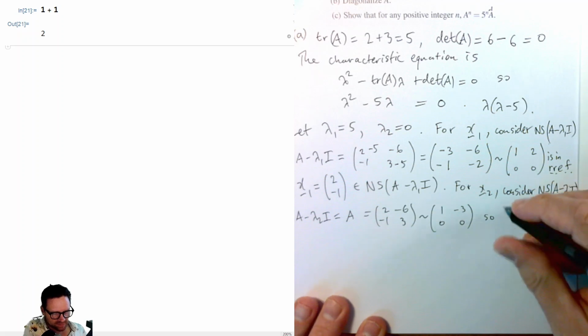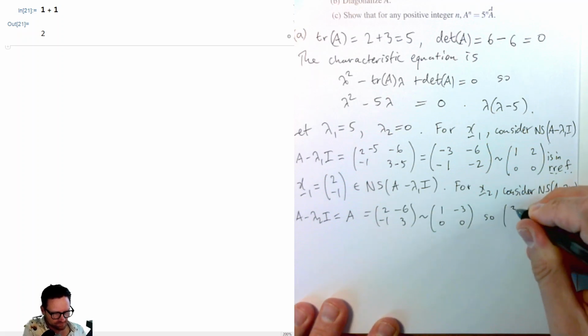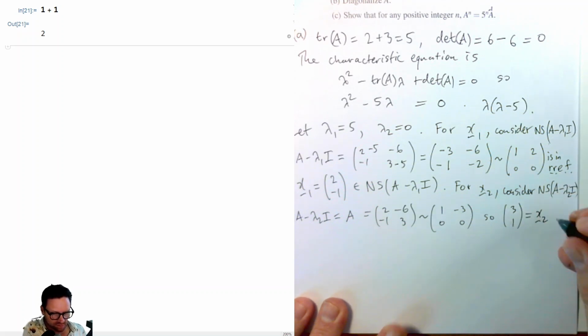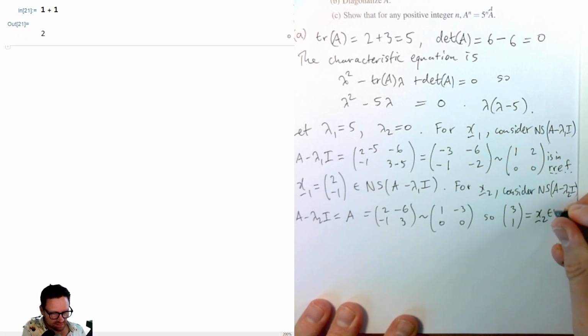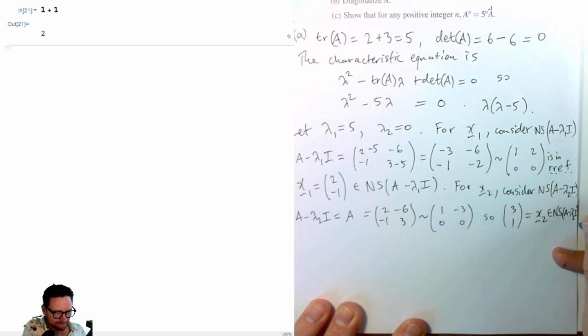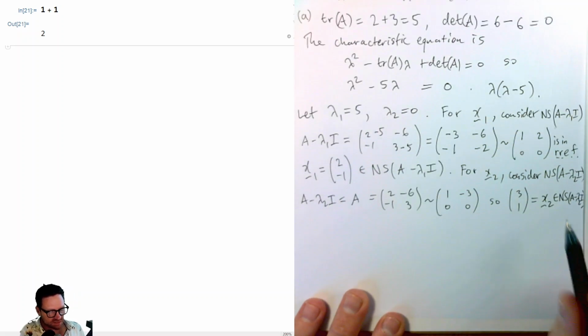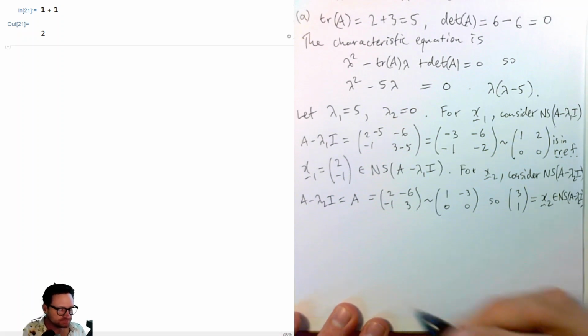This is row equivalent to 1, minus 3, 0, 0. And so the vector 3, 1, which we'll call x2, is in the null space of A minus lambda 2I. Okay, so we have our second eigenvector.